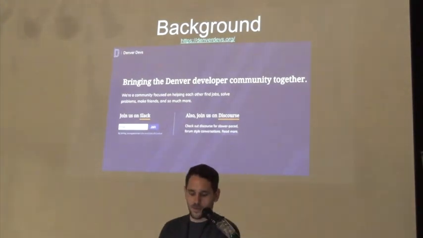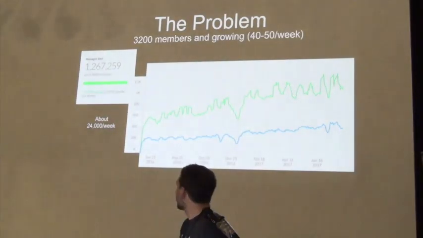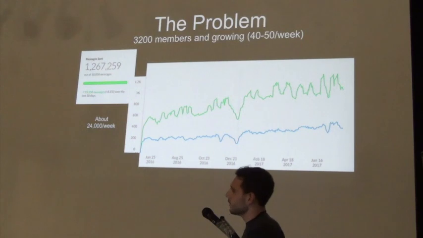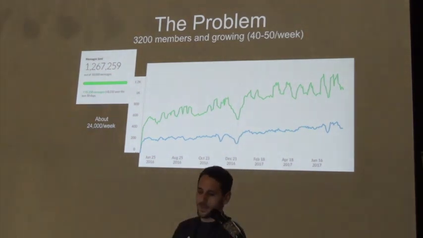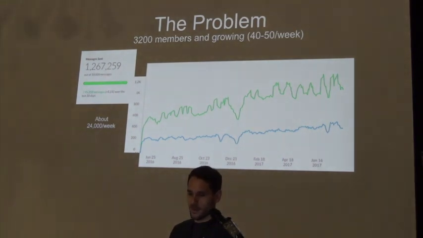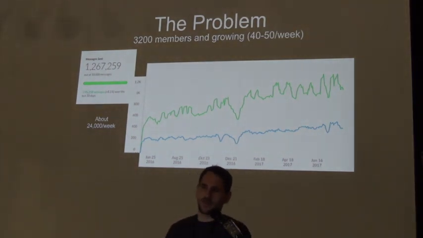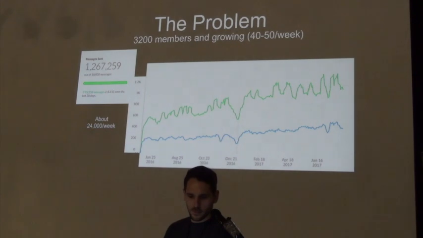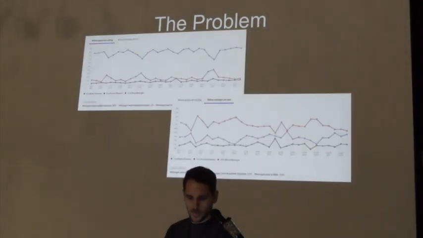Here's some graphs showing our growth and the messages that we use. We've sent around 1.2 million messages ever, which comes out to around 95,000 per month or 24,000 per week. So that means with our 10,000 message limit, we really only have a couple days before our messages go away.